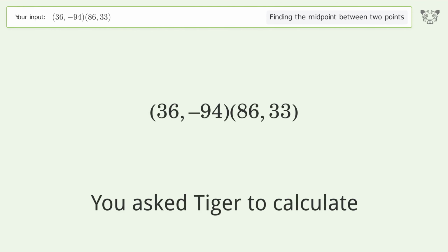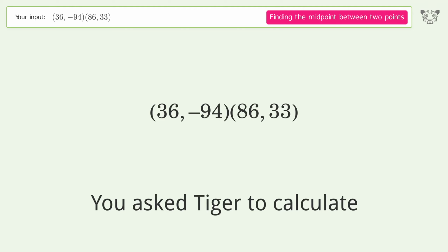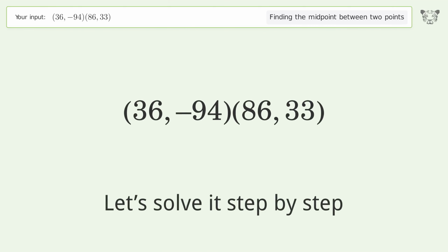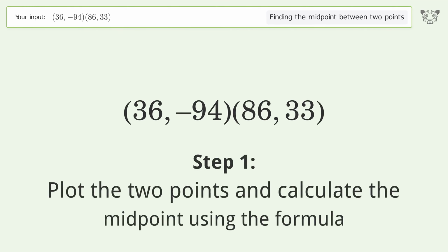You ask Tiger to calculate. This deals with finding the midpoint between 2 points. The midpoint between the 2 points is 61, negative 30.5. Let's solve it step by step. Plot the 2 points and calculate the midpoint using the formula.